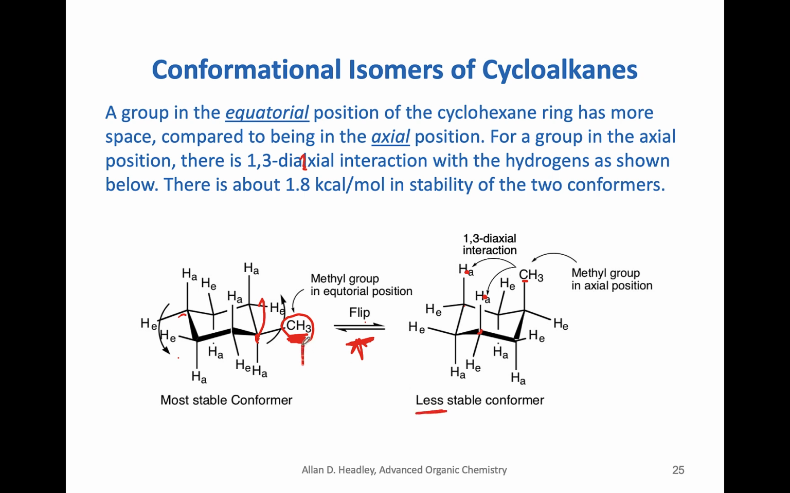In the equatorial position, there's more space and no interactions here with the equatorial hydrogens. Hence, groups in the equatorial position of the cyclohexane are more stable than groups in the axial position of the cyclohexane ring, primarily due to the 1,3 diaxial interaction.